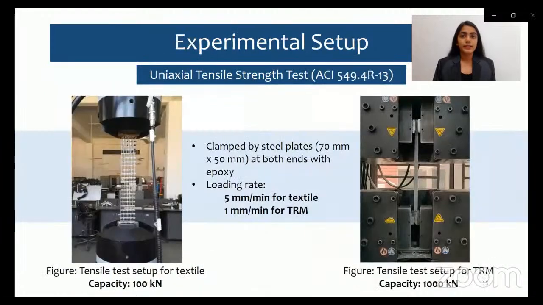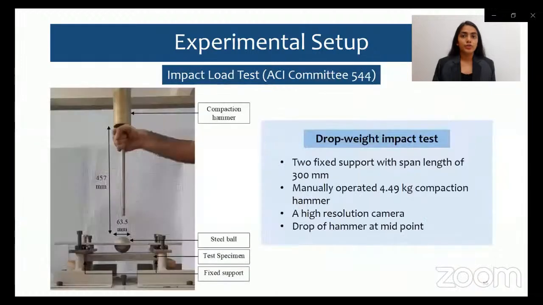For the uniaxial tensile strength test, the grips of the specimen were inserted inside the machine. Loading rate was 5 mm per minute for textile and 1 mm per minute for TRM. Drop weight impact test was done on TRC plates according to ACI Committee 544. A 4.49 kg compaction hammer falling from 457 mm height provided the impact load. A high resolution camera was used to calculate velocity.